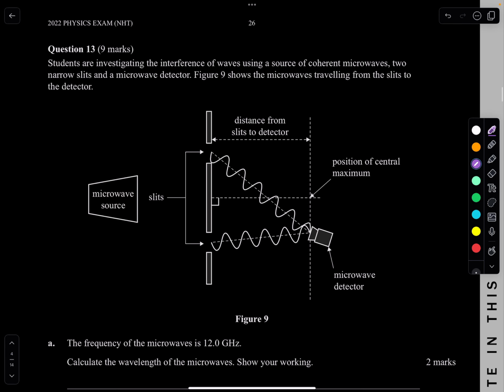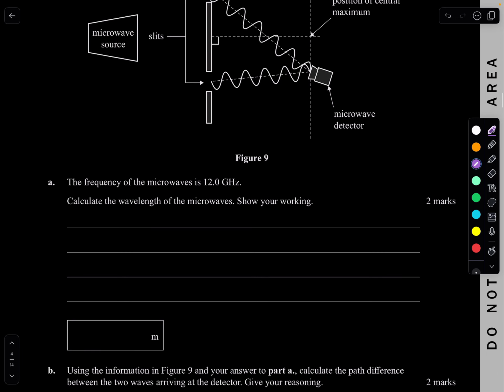Next question. Question 13. Students are investigating the interference of waves using a source of coherent microwaves, 2 narrow slits and a microwave detector. Figure 9 shows the microwaves traveling from the slits to the detector. Question A. The frequency of the microwave is 12 gigahertz. Calculate the wavelength of the microwaves.